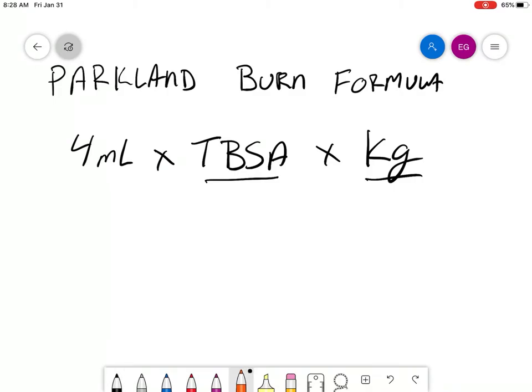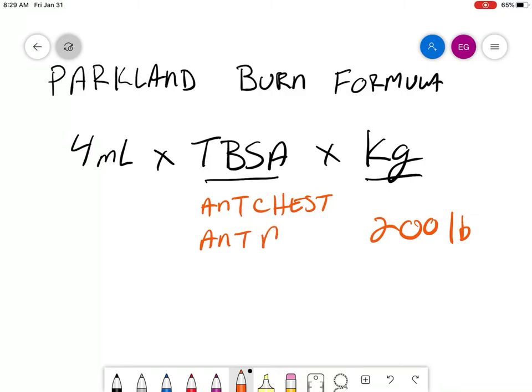So for our scenario here, let's say that we have a 200-pound patient that's been burned on the anterior chest, the anterior abdomen, and circumferentially on one arm. Give us a second to figure this out.